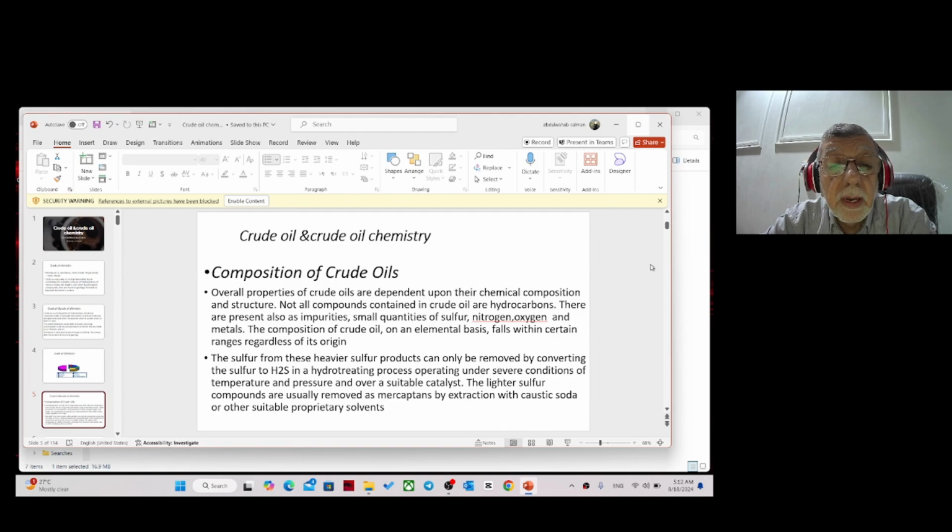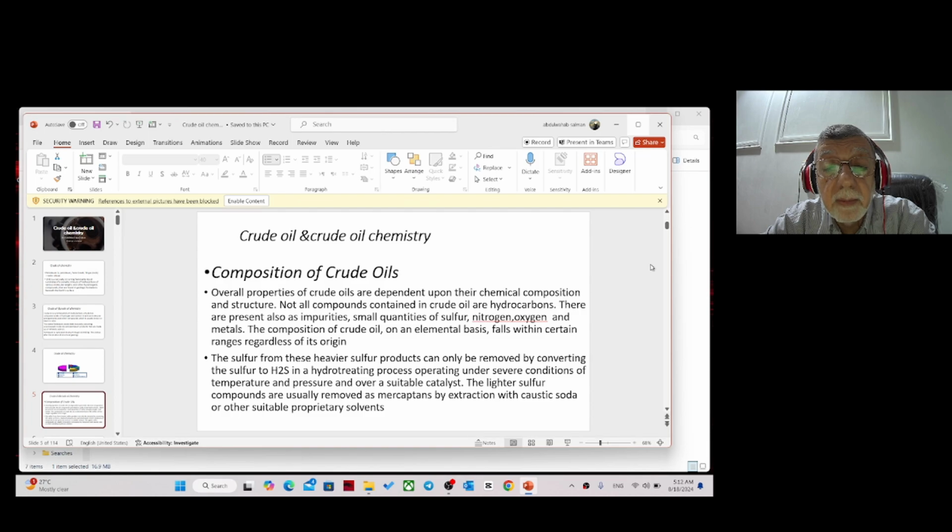Composition of crude oil. The overall properties of crude oil are dependent upon their chemical composition and structure. Not all compounds contained in crude oil are hydrocarbons. There are also impurities present: small quantities of sulfur compounds, nitrogen compounds, oxygen compounds, and metals. The composition of crude oil on the elemental basis falls within a certain range regardless of its origin.